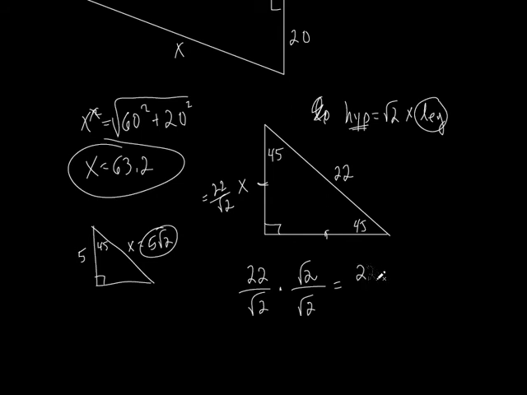On the top, we just get 22 times the square root of 2. On the bottom, what does that come to? It's just a plain old 2. Do we just leave it like that? No, we can simplify a little bit more. 2 goes into this once, 2 goes into this 11 times, so that would be 11 square root of 2. That's how I would want you to write your answer for x.